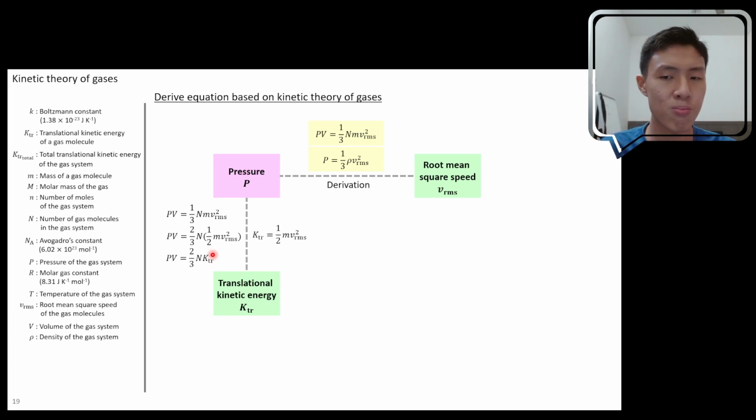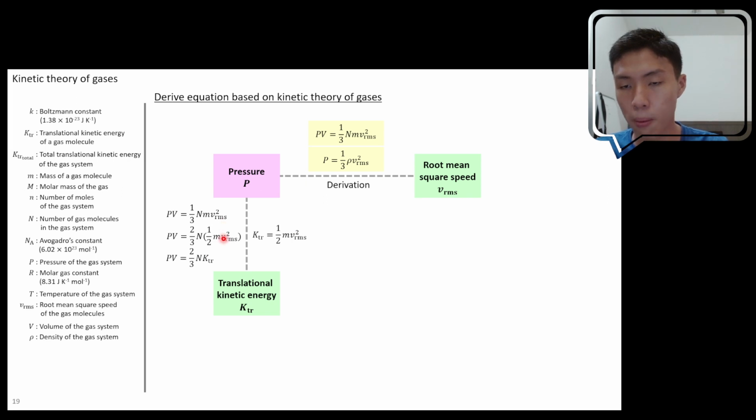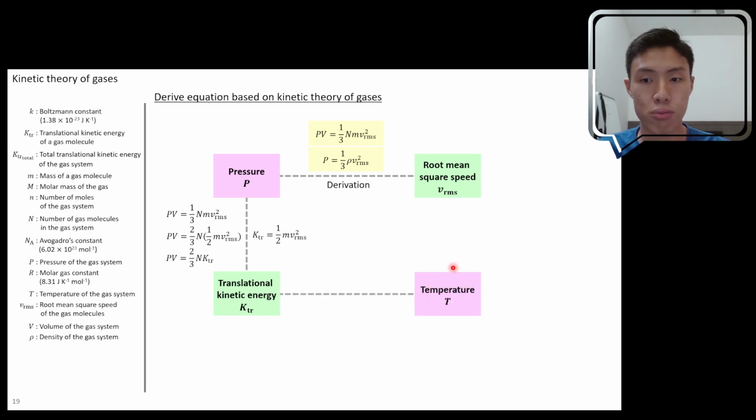Very simple manipulation. Basically, take the previous equation, use the knowledge that we recall, and combine the two equations to get a new equation. Now we further manipulate the equation by relating translational kinetic energy with temperature. Translational kinetic energy relates to the microscopic behavior of gas molecules. This is a microscopic property, but temperature is a macroscopic property. And so you can see macroscopic things are labeled in pink, whereas microscopic things are labeled in green.